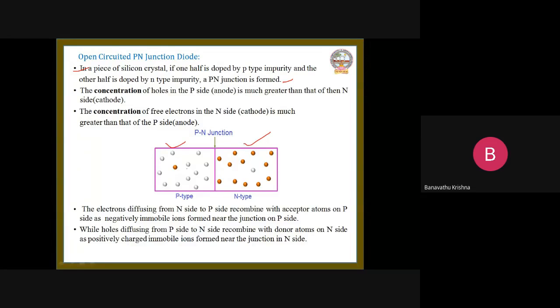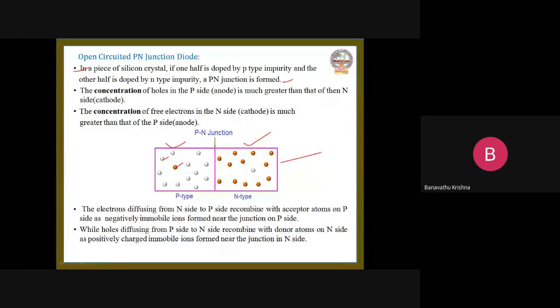Let us observe that in the P side, the concentration of holes is more. These are the holes, and this is an electron. The holes are the majority charge particles here, more in number compared to the electrons in the P side. So the majority charge particles are holes, and the minority charge particles are electrons. Here, the concentration gradient of holes is more compared to electrons.